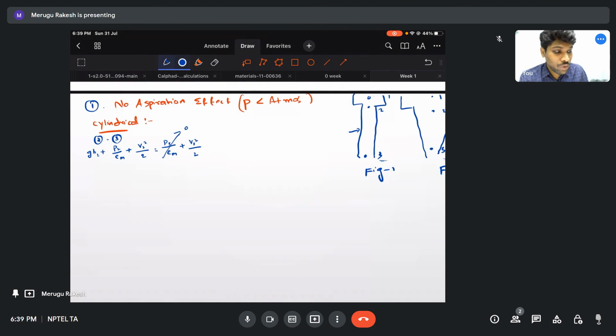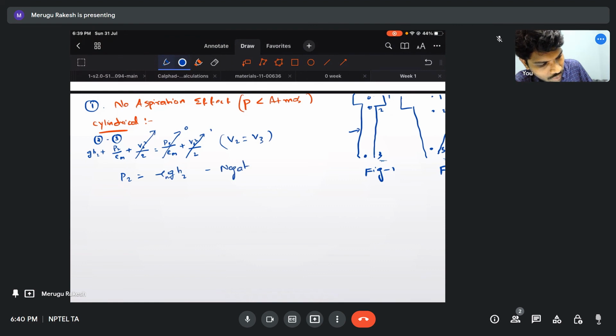It should be atmospheric pressure. Now I can determine what the pressure at P2 should be. The velocity at V2 and V3 should not change, so the velocity should be constant. V2 should be equal to V3, because there should not be any disturbance. It should be linear, laminar. So now we can see that P2 is equal to minus rho m g H2, which is negative, which is not acceptable in our case.